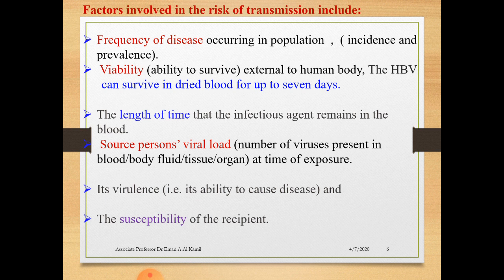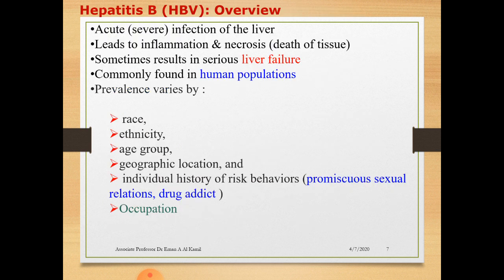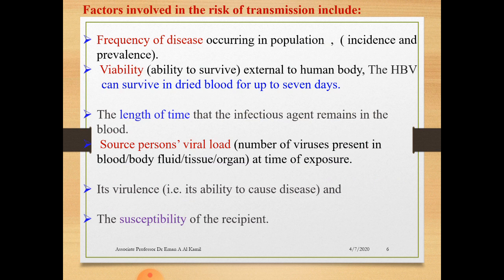The factors which may be involved in the risk of transmission include the frequency of disease occurring in the population, such as the incidence and the prevalence, and the viability of the organism, how long it can survive outside the human body. For example, the hepatitis B virus can survive in dried blood for up to 7 days outside the body.